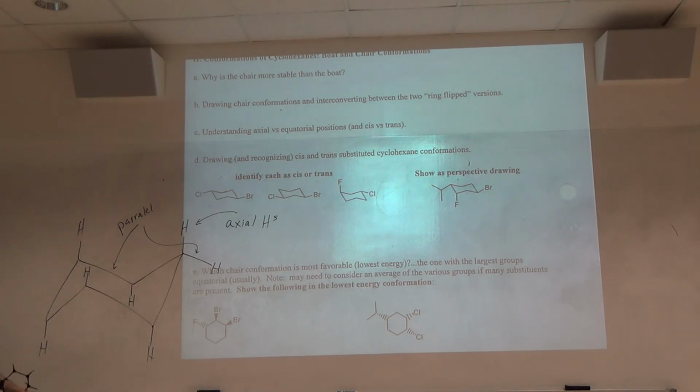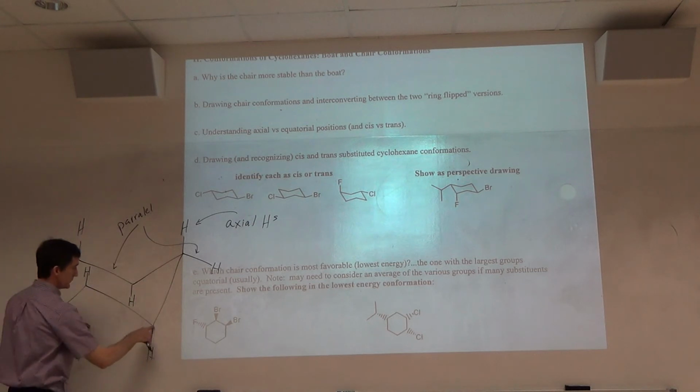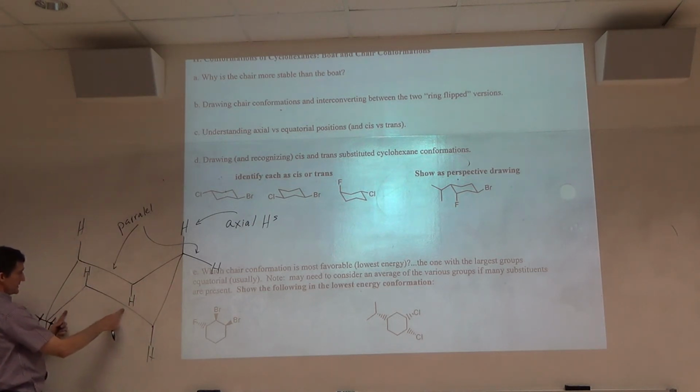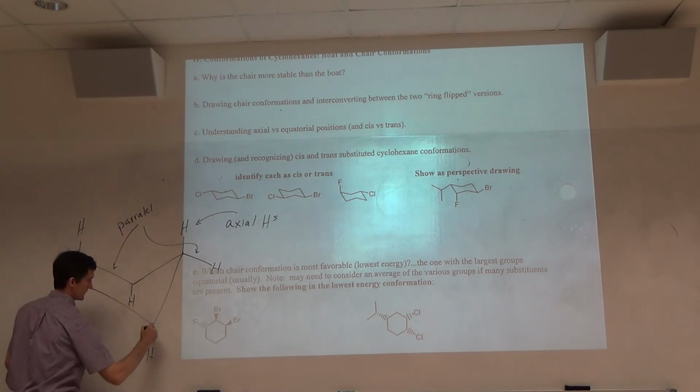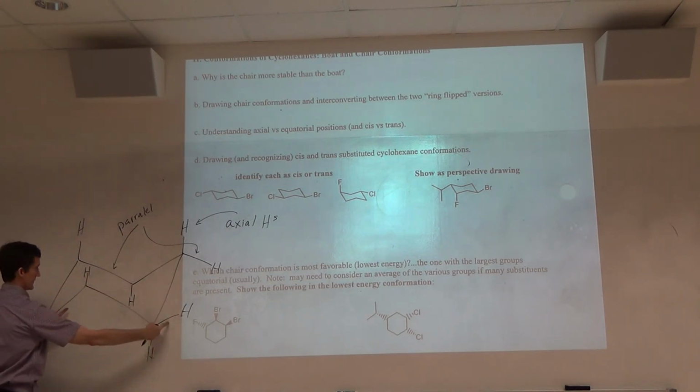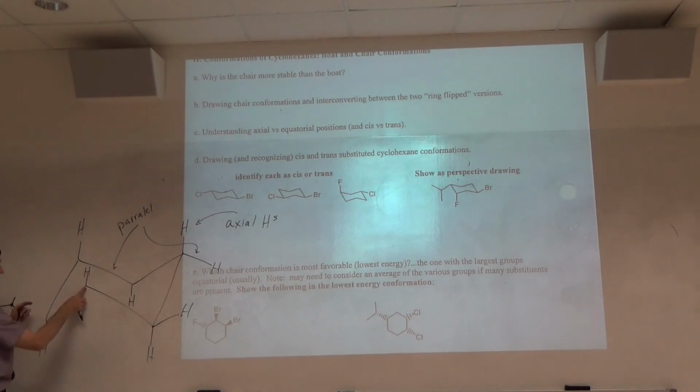You see how that's parallel? All of your equatorials are parallel. This one is parallel, not to that bond, but the next one. And you would not draw it here. You always draw it, so it's going to be sort of like this. Here. Not the other carbon bond, but the next one. It's almost getting close to that. Here, not parallel to that, but to that.